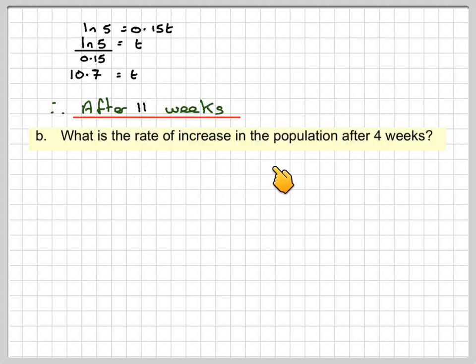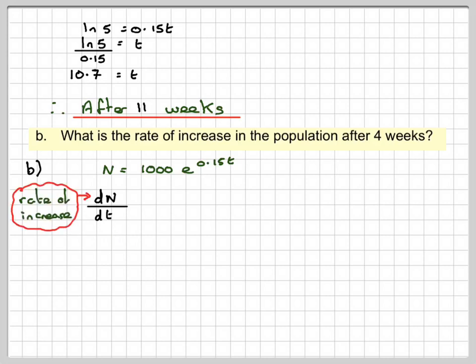What is the rate of increase in a population after 4 weeks? Now, if n = 1000e^(0.15t), the rate of change would be dn/dt, so we have to differentiate this. To differentiate a function like this, you take the power up here and differentiate that, so it's 0.15, and then write down the same thing again: 1000e^(0.15t).